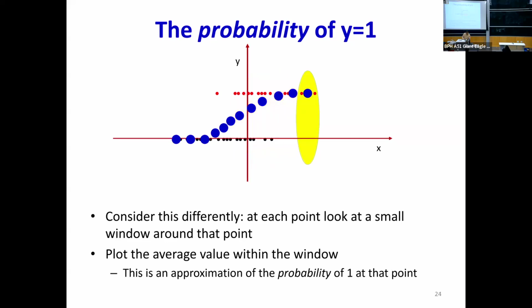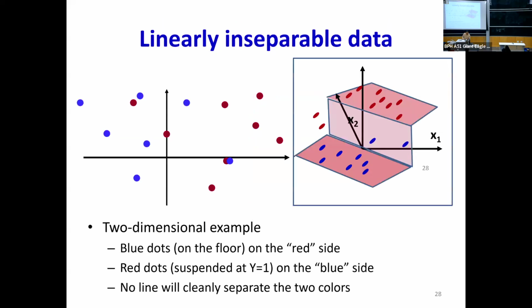Now, moving on from one-dimensional to a more generic two-dimensional problem. It's the same thing. If you want to build a linear classifier, you're going to have some data instances from class 0 on the one side, from class 1 on the other side. So there's no hyperplane, there's no line that's going to cleanly separate the classes.